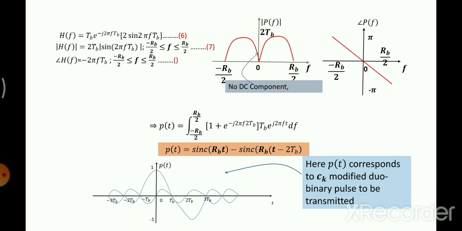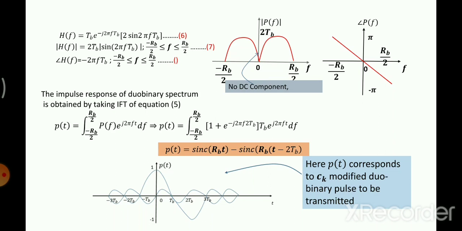Also in the modified duobinary pulse you can have this problem of propagation of error. So you can use a precoder in the modified duobinary pulse as well. Like in the duobinary pulse you can use a precoder, as well as in the modified duobinary also you can use a precoder. Alright. The next topic that we will be doing is called eye pattern.